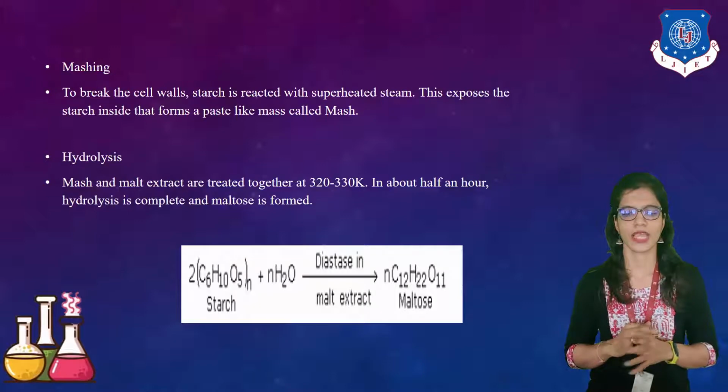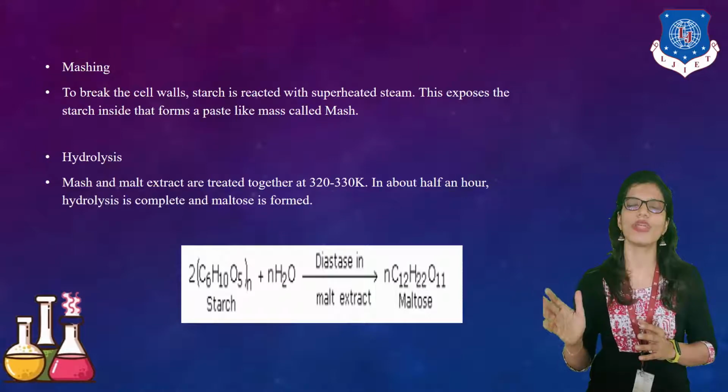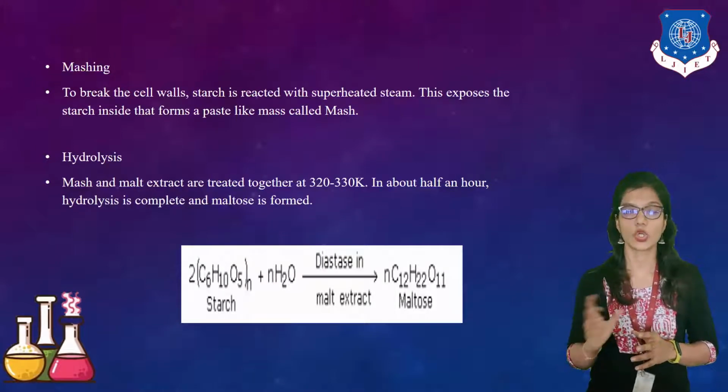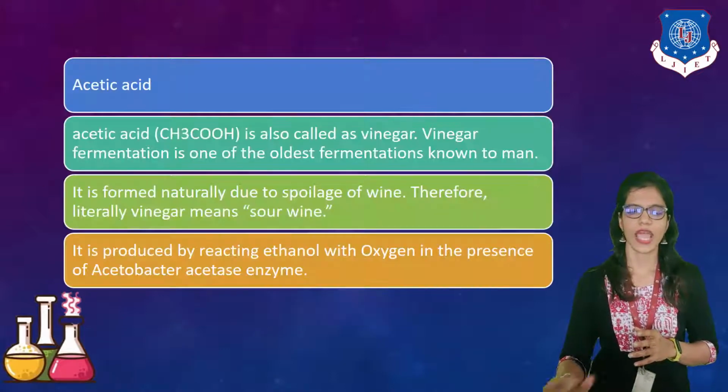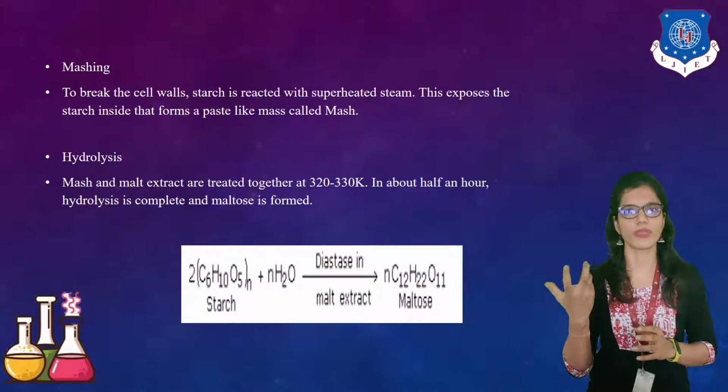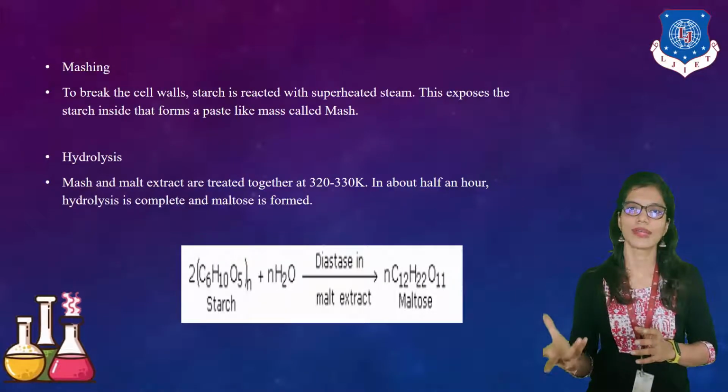Through fermentation, let's observe how it is possible chemically. We will take starch, which is (C6H10O5)n. We take 2 molecules of it and react with n number of H2O in the presence of diastase, which is present in malt extract. The reaction is done and we get maltose, which is nC12H22O11. This is the chemical formula for maltose. And from that maltose, as we have seen, we again obtain ethanol.